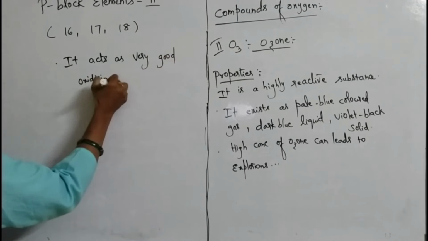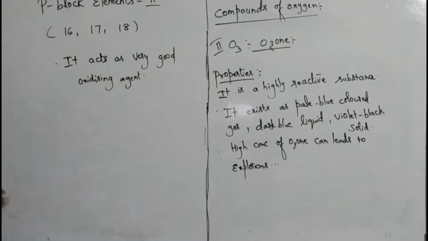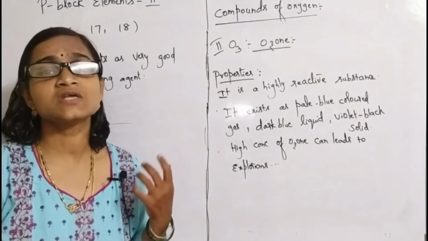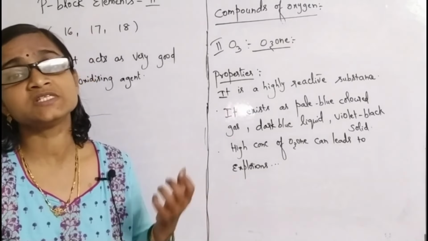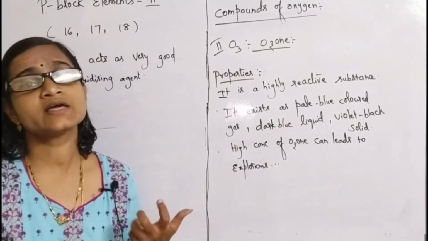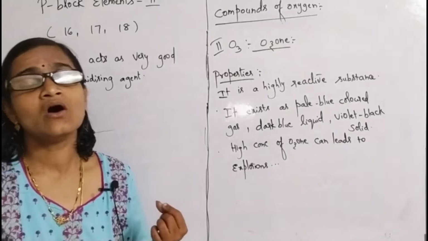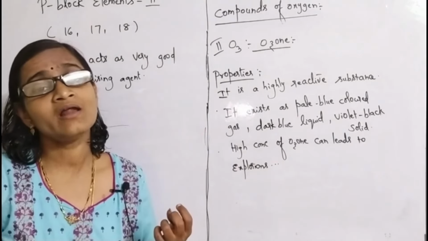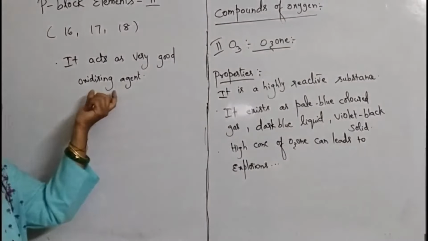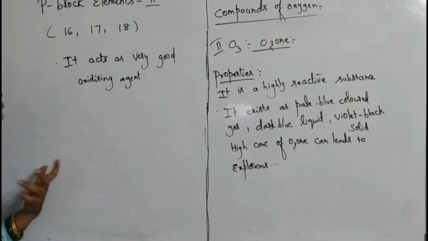What is an oxidizing agent? The substance which undergoes reduction is called an oxidizing agent. Reduction means the substance gains electrons, or removal of oxygen, or addition of hydrogen. Anything you can call reduction. So the substance which undergoes reduction is considered the best oxidizing agent. So ozone is considered the best oxidizing agent.